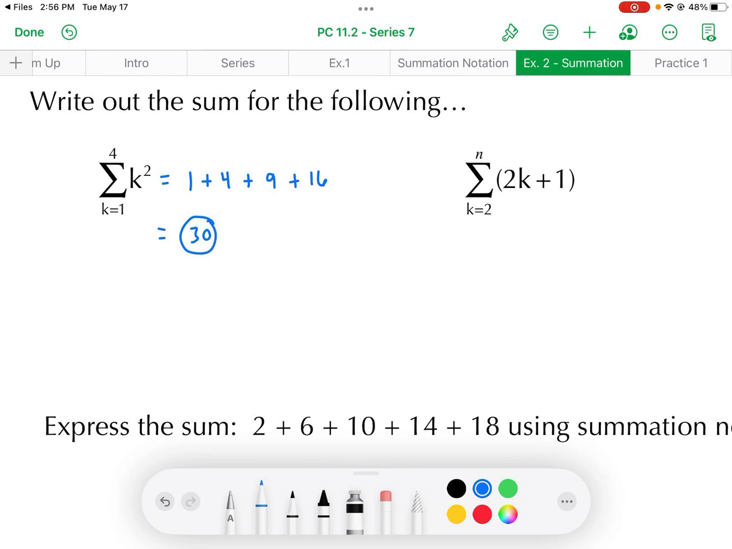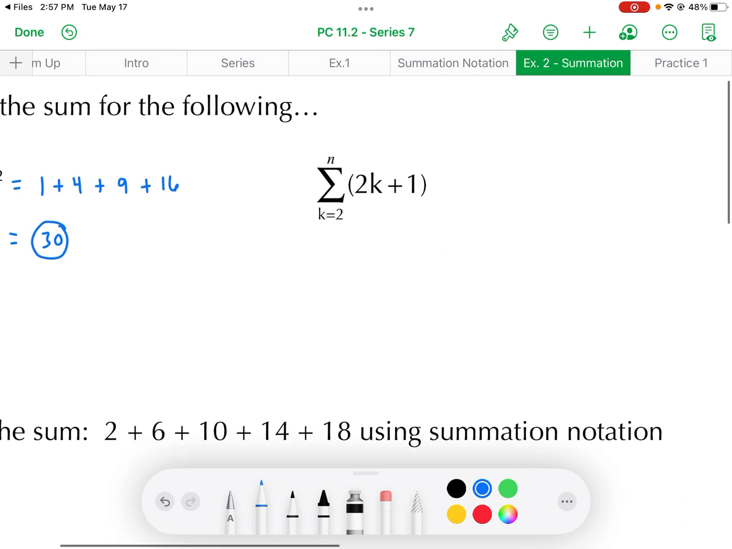Now that sum there is known as a finite series, because we had a finite number of terms being added together. The second series here is going to be an infinite series in that we don't have a set value for n, the upper limit, okay? So all we're going to be able to do is kind of expand this sum out. We won't actually be able to find the overall value.